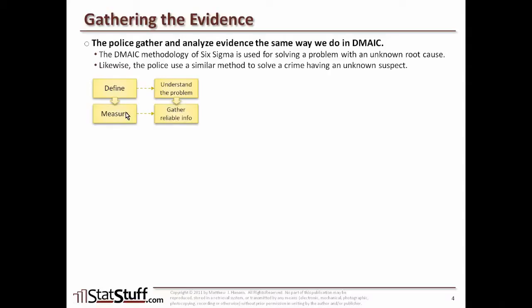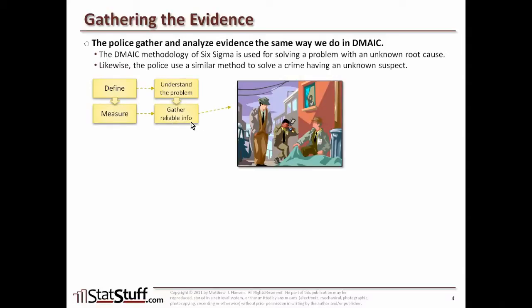And then from there we go to the measure phase, where we're trying to gather reliable information. Again, that's similar to the police who are looking at the crime scene, trying to make sure they collect all the necessary evidence and do it in a trustworthy manner, so that they can trust the reliability of the information they're collecting. Once they've got that data collected, they go on to what we're calling the analyze phase in DMAIC, which is where we're trying to identify the root cause.